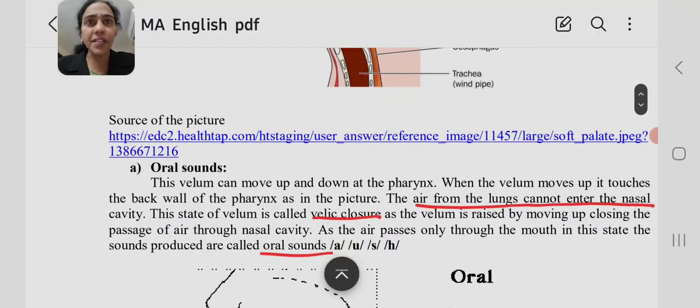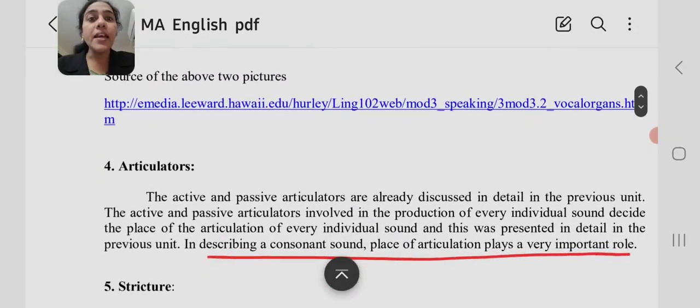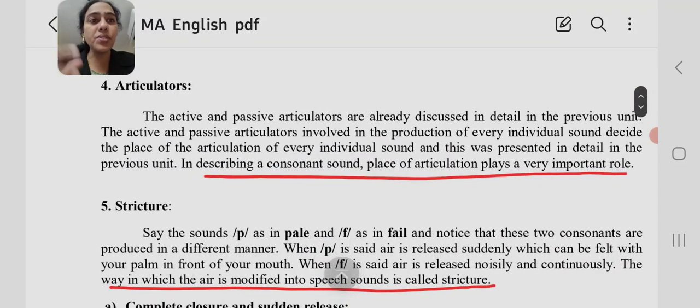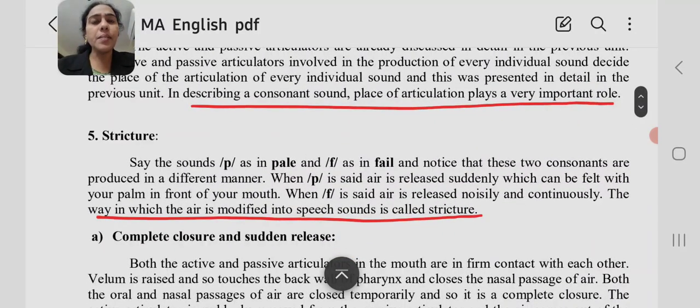Articulators, I gave enough explanation in the previous video, where we have the passive articulators and active articulators whose position determines which category of consonant the sound belongs to. Coming to stricture, simply to say, the way the air is modified into the speech sound is called stricture. Say with me, and it is easy to remember, of course. The way the air is modified into a speech sound is called stricture.